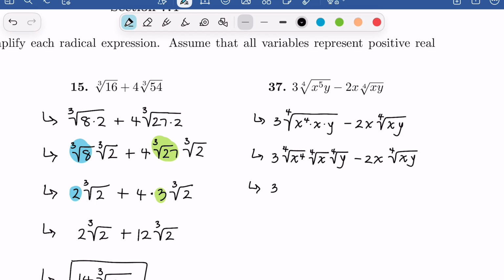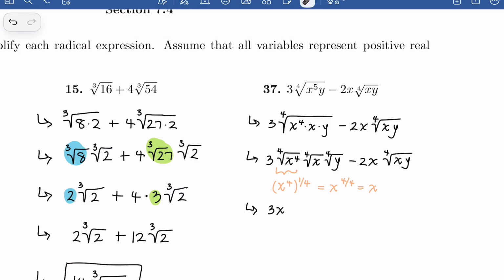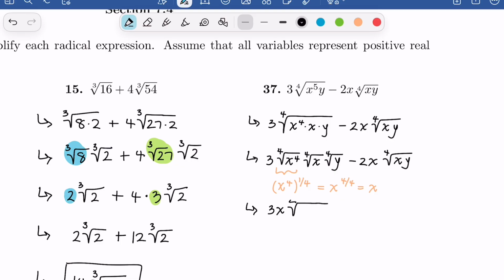Now, something to note here, using our rational exponents, this is the same thing. If we're taking the fourth root of x raised to the fourth power, this is the same thing as x raised to the fourth power, raised to the 1/4 power. This is going to give us x to the 4/4, which just gives us x by itself. So that entire thing turns into x. So we're going to get 3 times x, and then we have the fourth root of x times the fourth root of y. Actually, I'm going to combine these back together. I only split them apart because we did it for the first one, but actually keeping them together is how we're going to go ahead and subtract these two radical expressions.